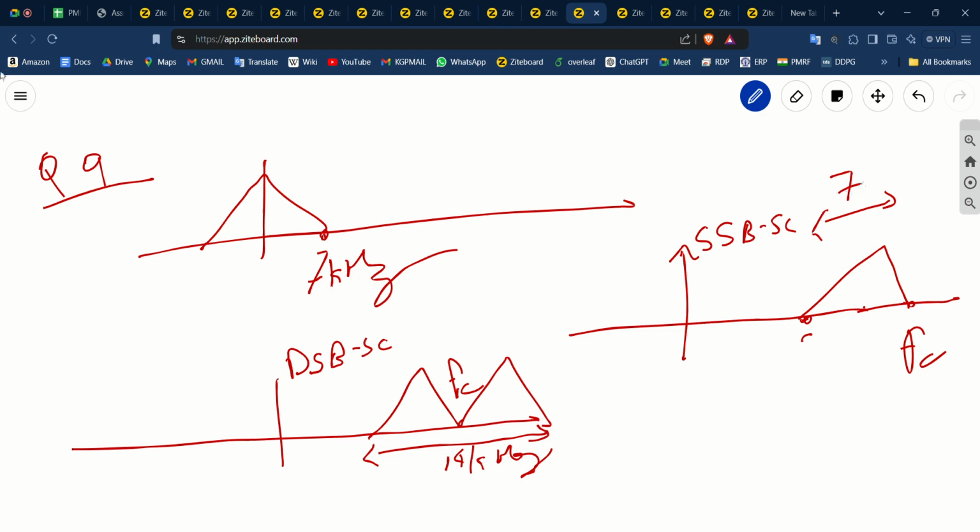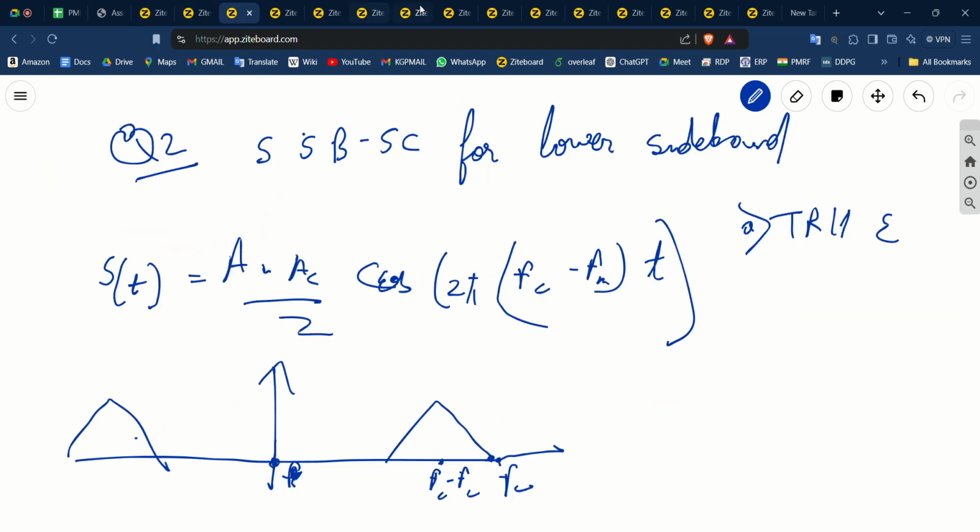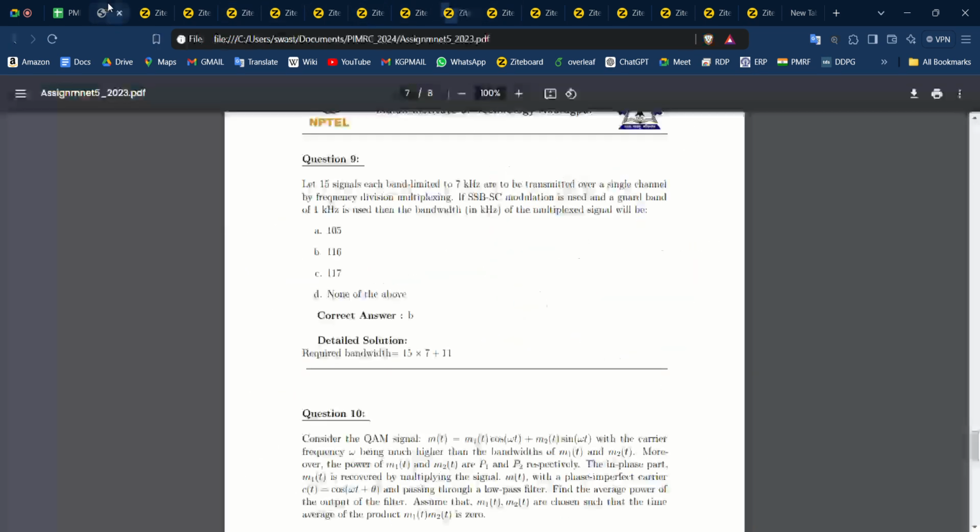So if we have 15 such 7 kilohertz SSB signals, 15 SSBs will be 15 into 7 kilohertz. Now each of them has a guard band of 1 kilohertz. So there are 15 signals, each band limited to 7 kilohertz, and a guard band of 1 kilohertz is used. If there are 2 signals, there will be 1 guard band. If there are 3 signals, there will be 2 guard bands. So if there are 15 signals, there will be 14 guard bands.